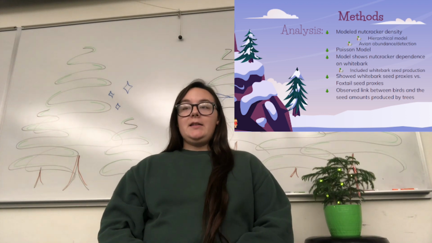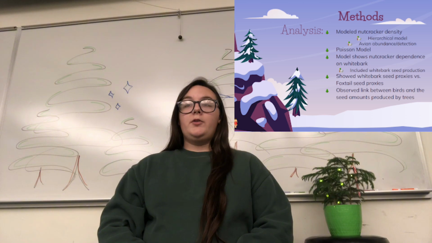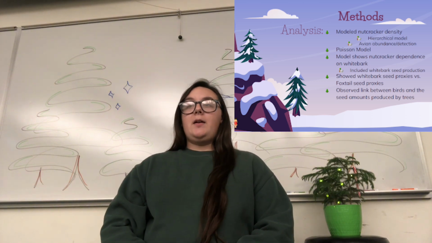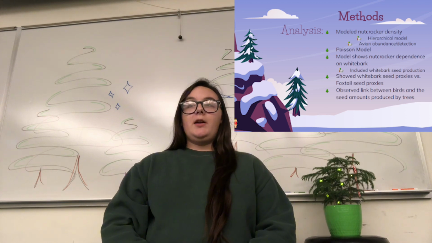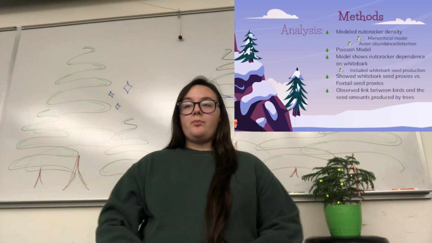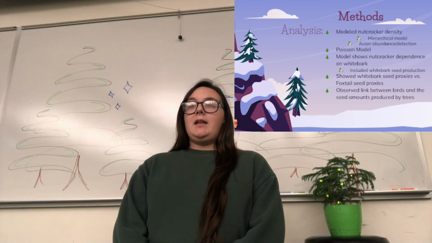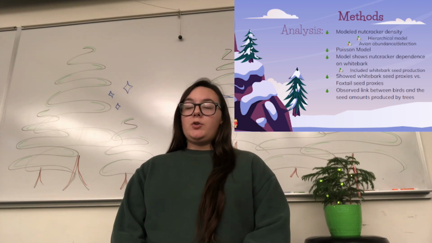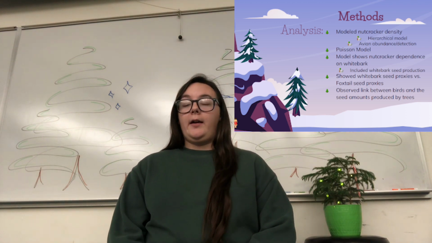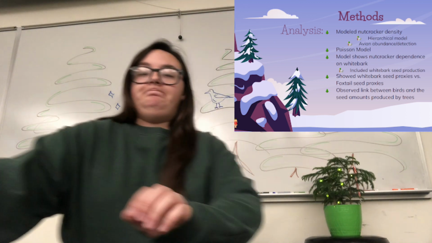Then they did a little analysis, which is where they modeled nutcracker density in a hierarchical model called the Poisson model. This is where they modeled avian abundance and their detection. This model showed the nutcracker dependence on white bark and also included the white bark seed production. One of the outcomes, or rather what these methods showed, is the white bark seed proxies versus the foxtail seed proxies, foxtail being one of the trees that were supposedly taking over white bark area. Then they observed the link between the birds and seed amounts produced by the trees.